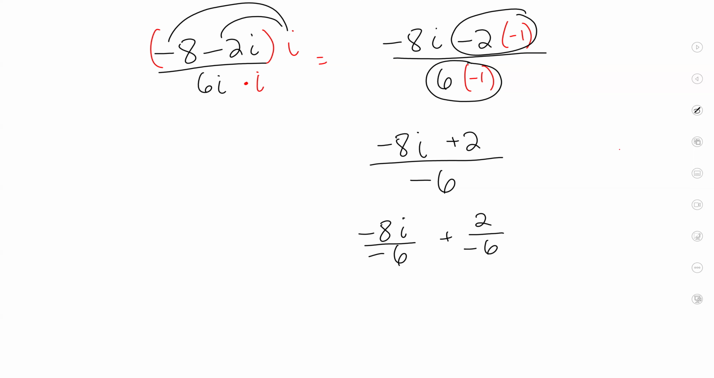What can both of these be divided by? 2. So negative 8 divided by 2 is a negative 4i. Negative 6 divided by 2 is a negative 3. What is 2 divided by negative 6? Well, let's divide these both by 2. 2 divided by 2 is 1. Negative 6 divided by 2 is a negative 3. A positive over a negative is a negative. A negative over a negative is a positive. Okay, so this is your answer.